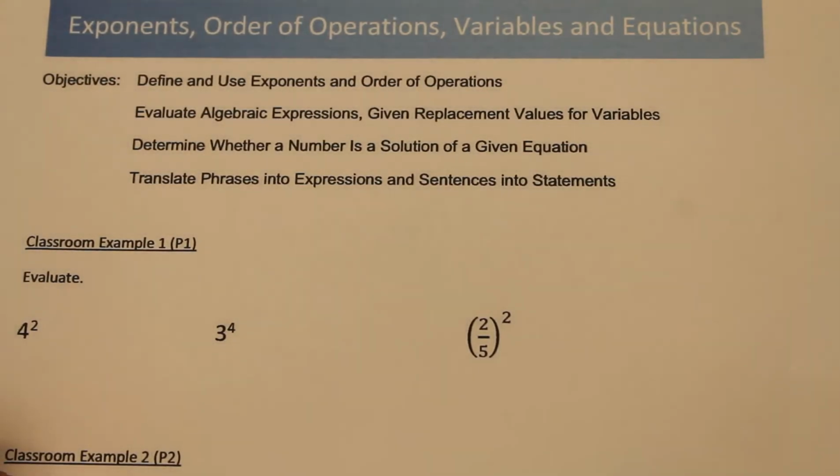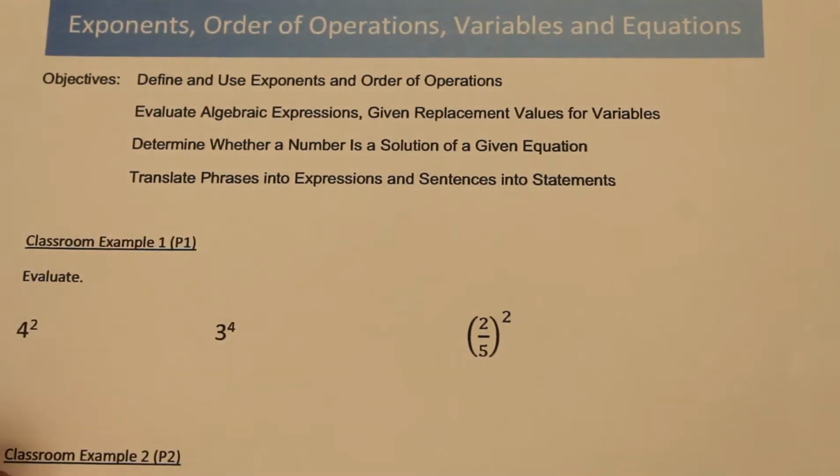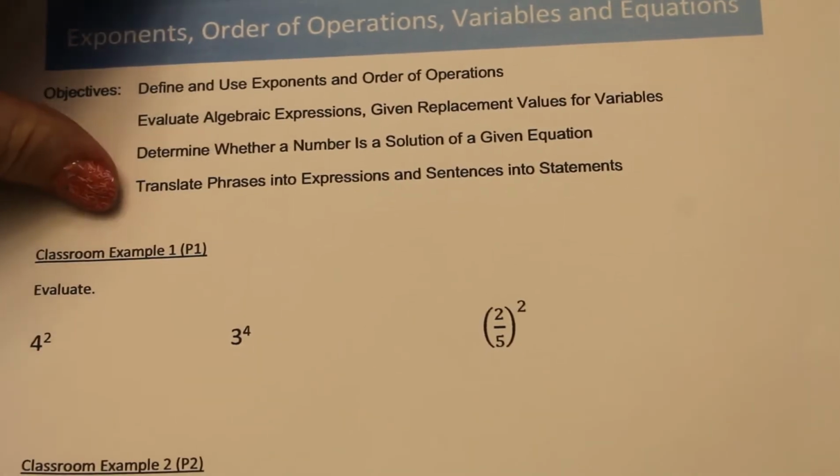All right, let's start on section 1.4, exponents, order of operations, variables, and equations. So what we'll learn in this section is how to define and use exponents and also order of operations, how to evaluate algebraic expressions given a replacement value to put in for variables, to determine whether a number is a solution to an equation, and then also how to translate phrases into expressions. We've done a little of that already. And then how to translate English sentences into algebraic statements or equations.